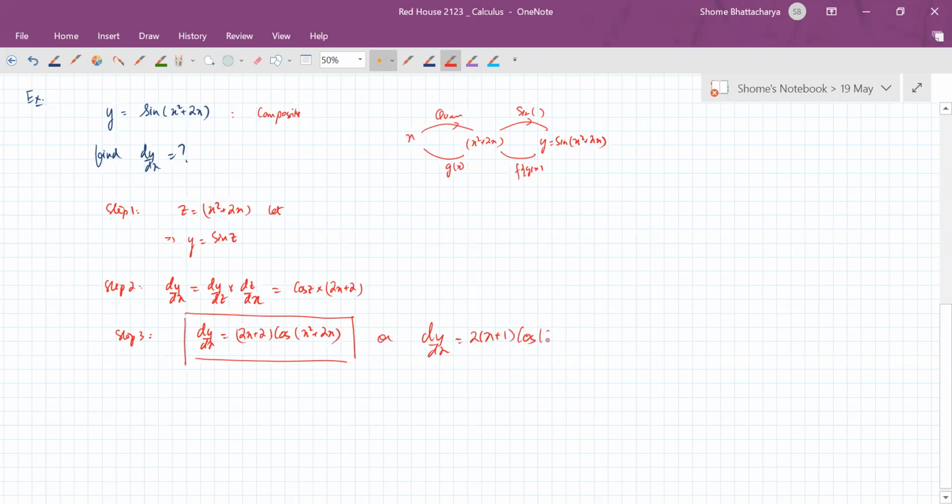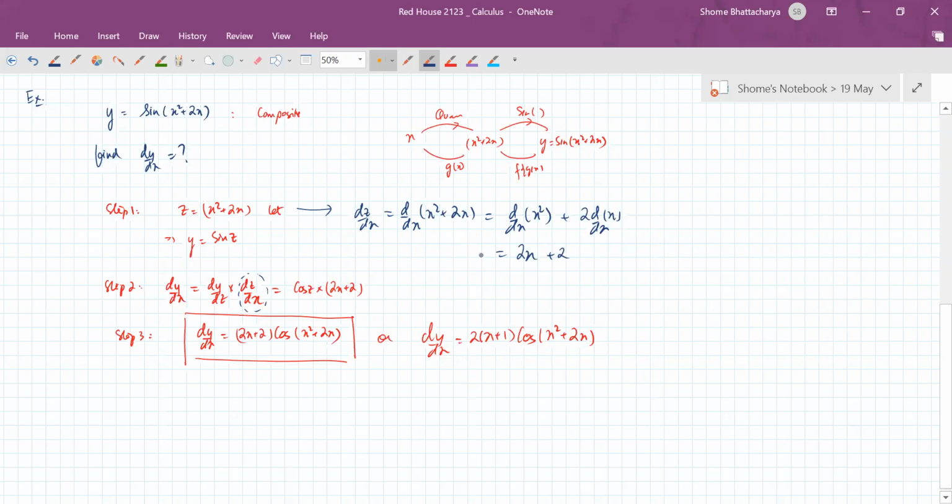Sir, how did we get 2x plus 2? Can you explain, please? Yes, it is coming from substitution. So you can see that this quantity dz by dx, that is the differentiation of this, that is differentiation of x square plus differentiation of 2x. So by formula, differentiation of x square is 2x. Differentiation of x is 1. Got it? No?